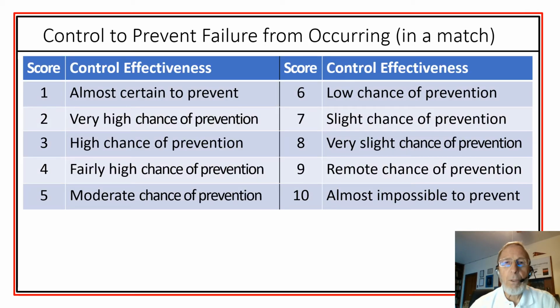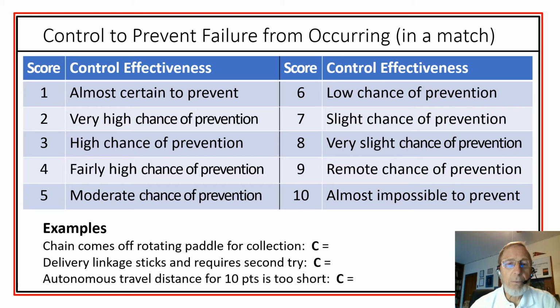Now for controlling, so that we can prevent failure from occurring, again we're talking about failure occurring in a match, the things that we can actually do to prevent them. And our control scores range from 1, where it's almost certain that we can prevent it, we can see it coming, we can avoid it, to 10, where it doesn't matter what we try, there's nothing we can do to prevent it. Again, let's take those 3 examples.